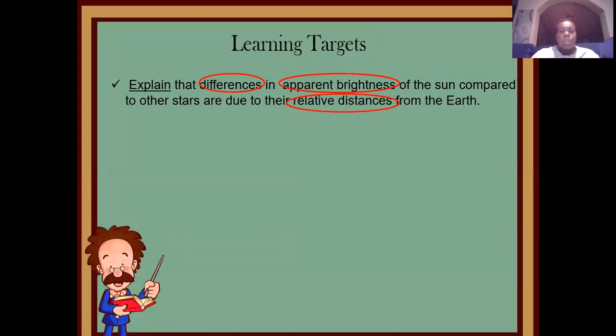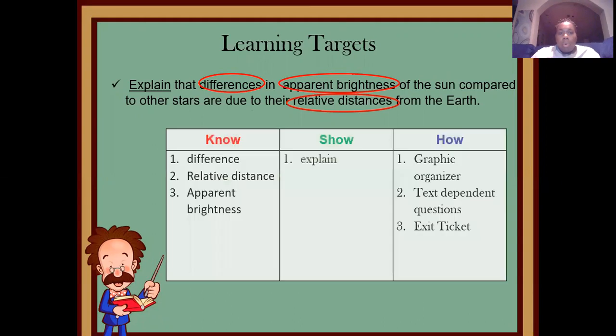That also becomes our learning target, and in this we will know what difference, relative distance, and apparent brightness are. And we will show our understanding of this through explanation. We will go into detail given this information. This is how we're going to show what we know: with a graphic organizer, some text dependent questions, and also in our exit ticket.